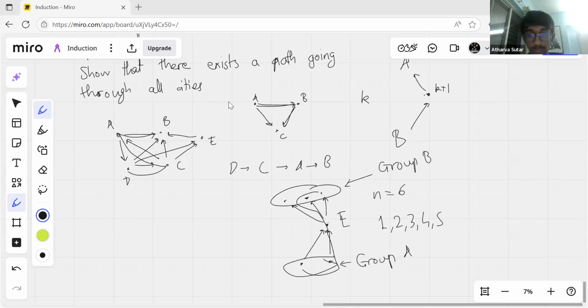Group A is the set of all cities that have a path going to E, and group B is the set of cities that have a path coming from E. Does anyone have any questions?